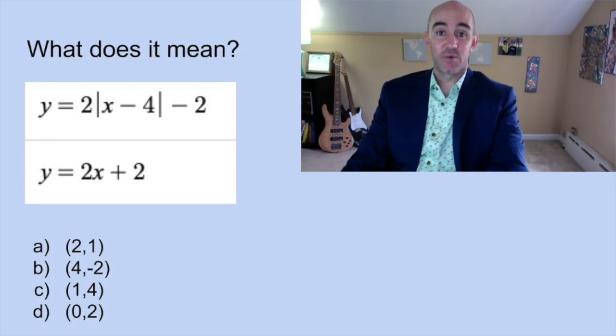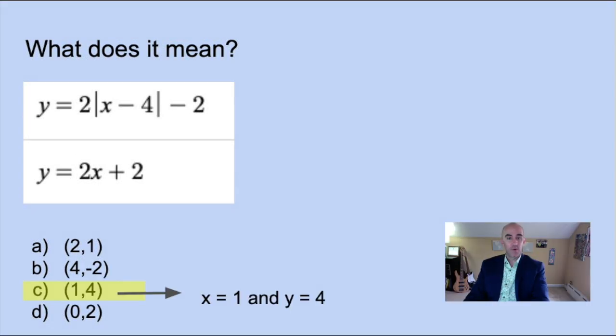All right, there's a lot of ways to solve this. Hopefully you found that the answer was C, x equals 1 and y equals 4. But what does it mean for (1, 4) to be the solution here? Well, what it means is that it makes the first equation true, and it makes the second equation true.